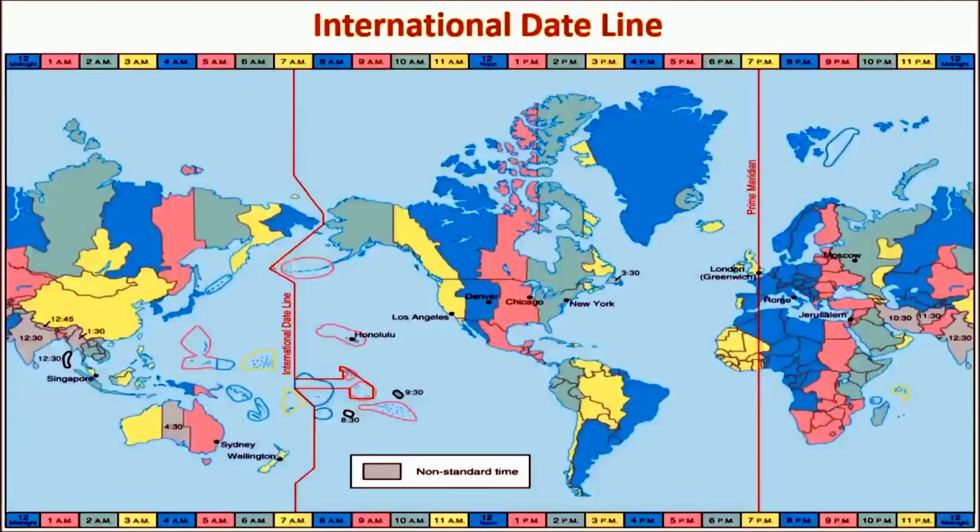And also there are certain islands in the Pacific region which, for example, if they wanted to choose to be on the eastern side, were kept on the eastern side by again curving this line. And according to convenience, we have formed this international date line.